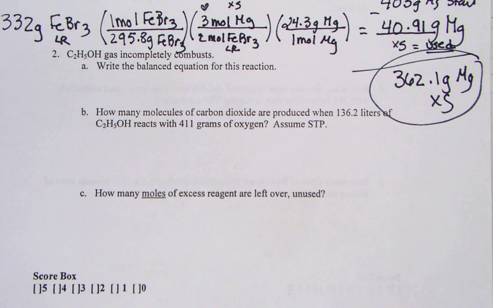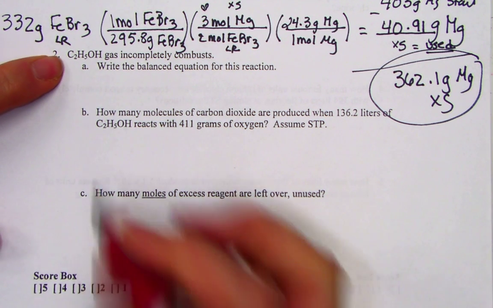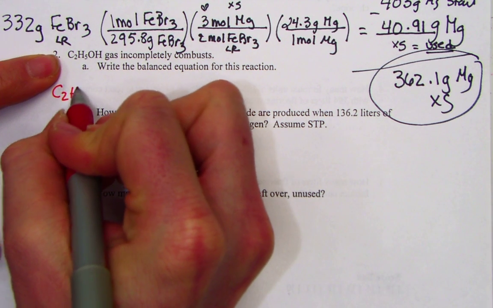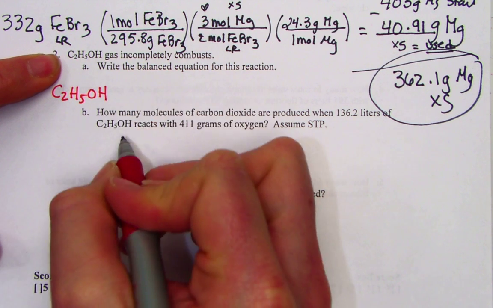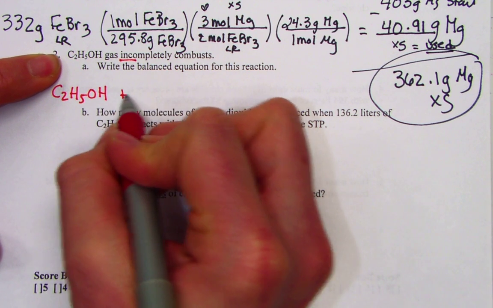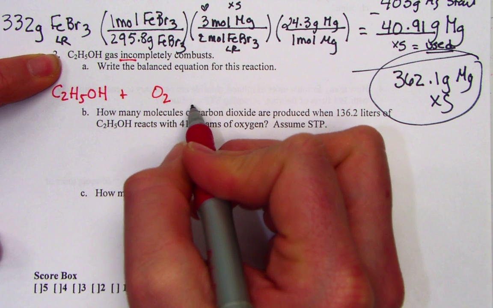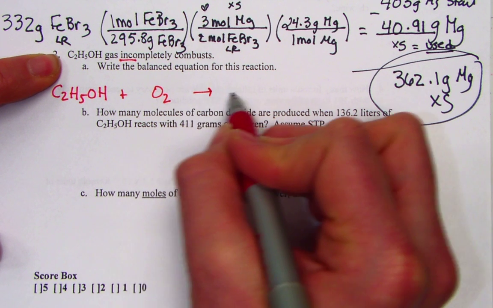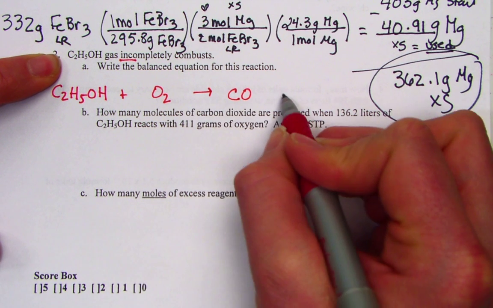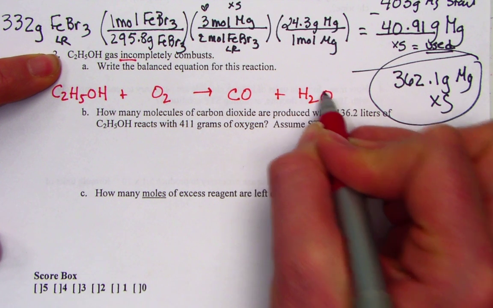Our second equation in identifying limiting and excess reagents is a combustion. It tells us to take C2H5OH and incompletely combust. That tells me to add oxygen, form carbon monoxide, and water.